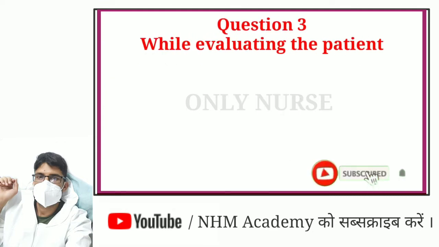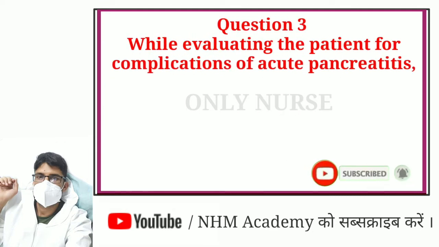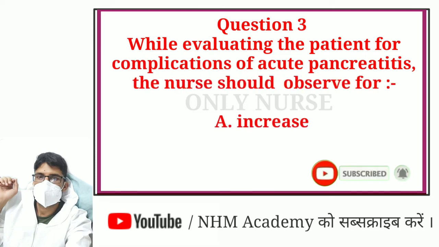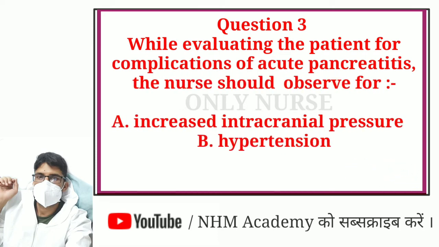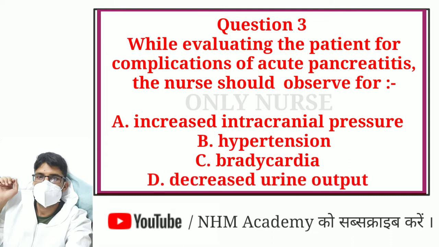Question 3. While evaluating the patient for complications of acute pancreatitis, the nurse should observe for. Options: A. Increased intracranial pressure. B. Hypertension. C. Bradycardia. D. Decreased urine output. Right answer of this question is option D. Decreased urine output.